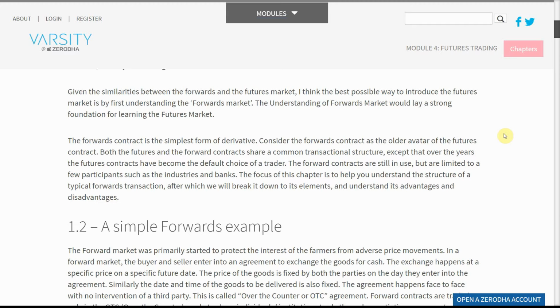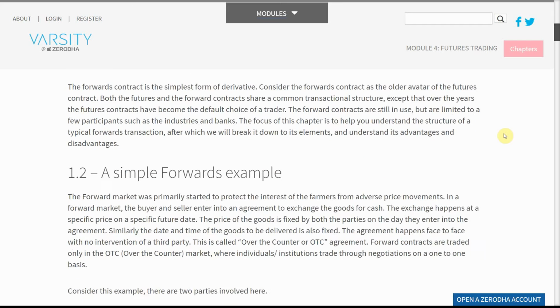Both the futures and the forward contracts share a common transactional structure, except that over the years the futures contracts have become the default choice of a trader. The forward contracts are still in use, but are limited to a few participants such as industries and banks. The focus of this chapter is to help you understand the structure of a typical forwards transaction, after which we will break it down to its elements and understand its advantages and disadvantages.